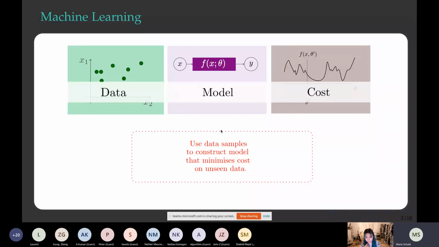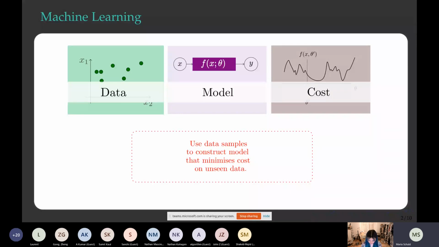So now what is the task in machine learning? I think in early quantum machine learning, a lot of people in the community got this a little bit wrong. The task is to use data samples, a small example set of data, to construct a model that minimizes the cost on unseen data.